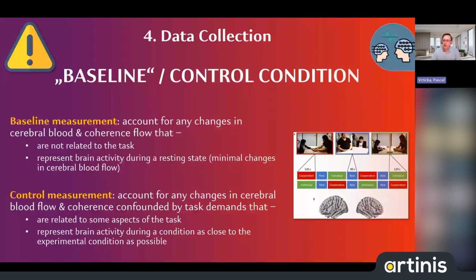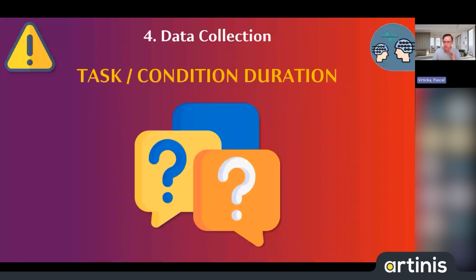Of course, sometimes active control conditions are not possible, right? If we have very strongly naturalistic paradigms, and we already talked about this last week, there we recommend to do some permutation analysis, some dyad scrambling, or some phase scrambling, and I will get to that towards the end of my talk today. So the second thing that we talked about already a little bit last time, and that I want to expand on today, is task or condition duration.